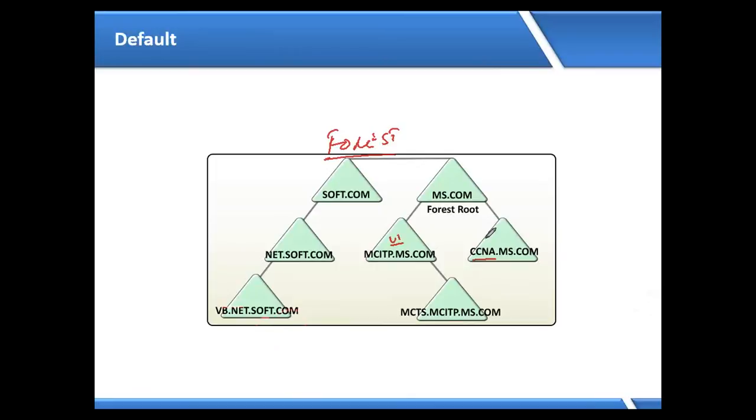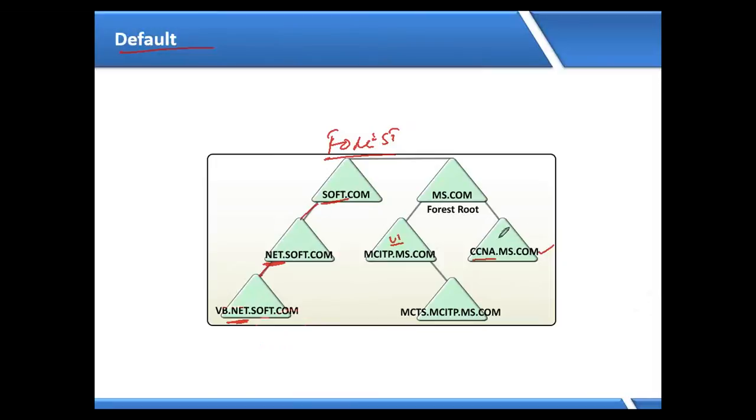Right now, according to this diagram, a user from mcitp.ms.com can log in to ccna.ms.com, because within the forest there is a trust called default trust. We don't need to configure anything. Any user can log in to any domain. Default trust is a trust between parent and child and between two roots of the trees. Now this link is nothing but a trust. This is a child, this is the parent. This one is a child and this is the parent. That is a trust between parent and child.